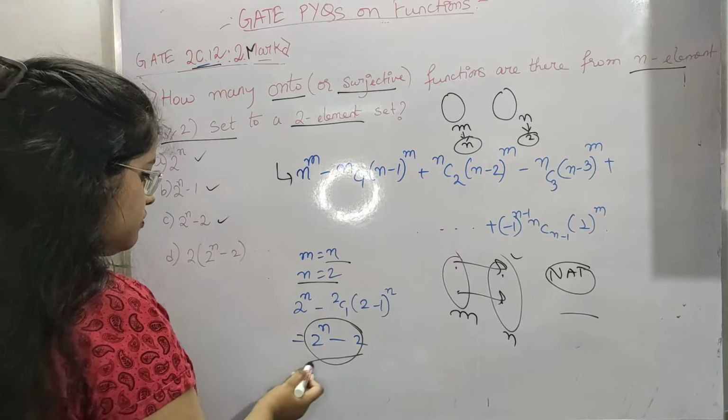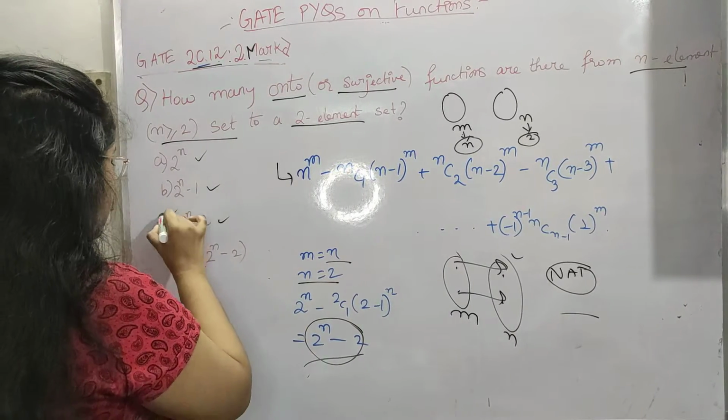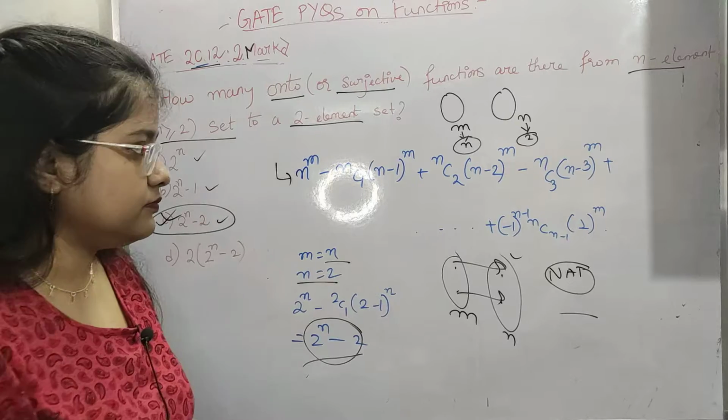So our answer is 2 to the power n minus 2. So option C is our correct option.